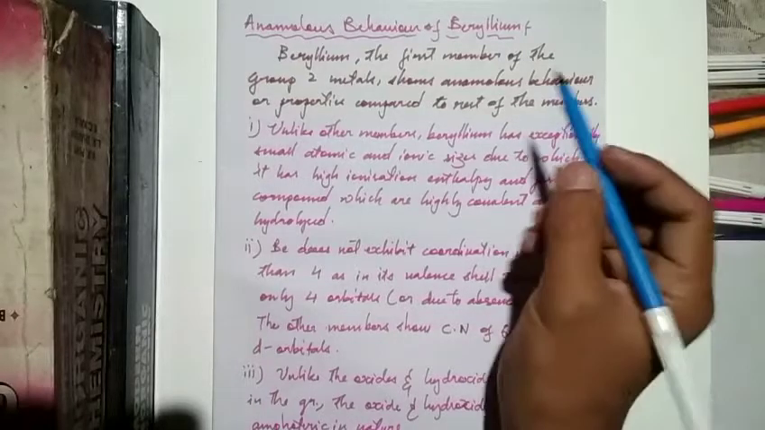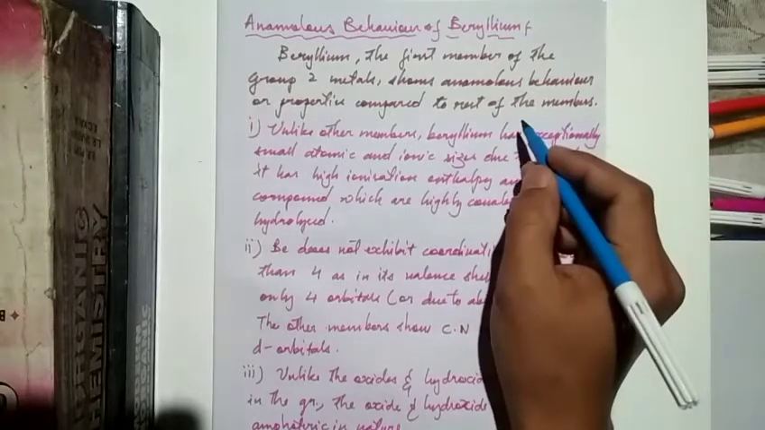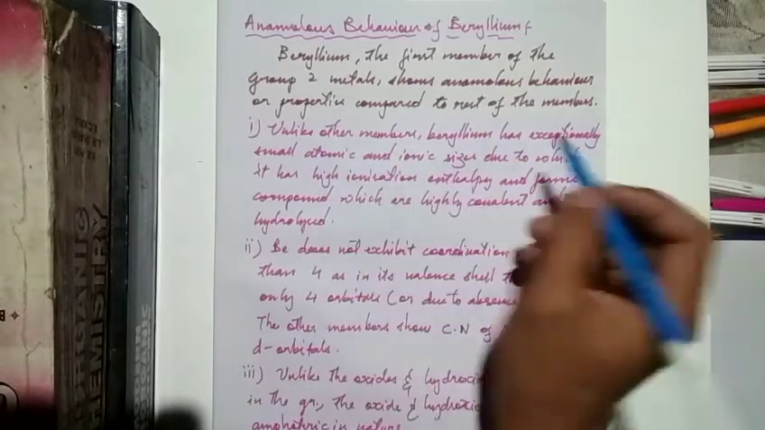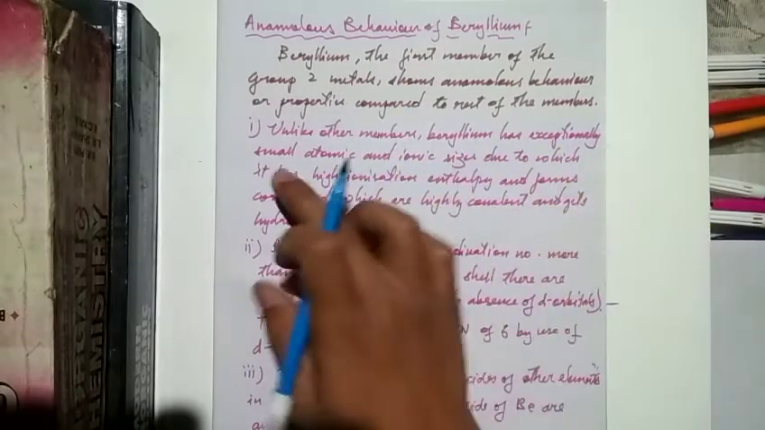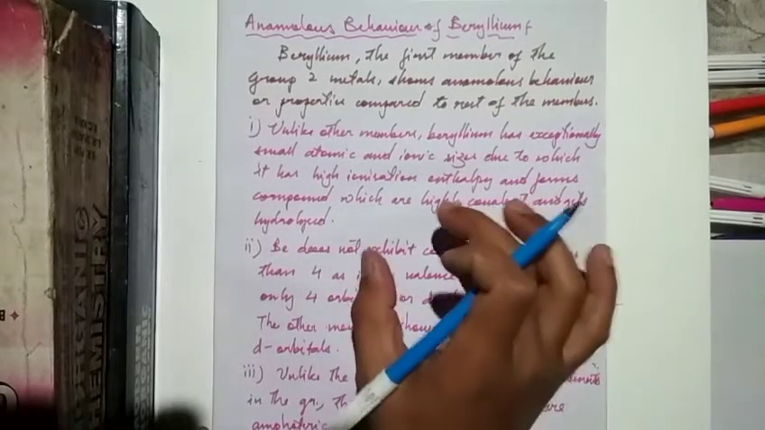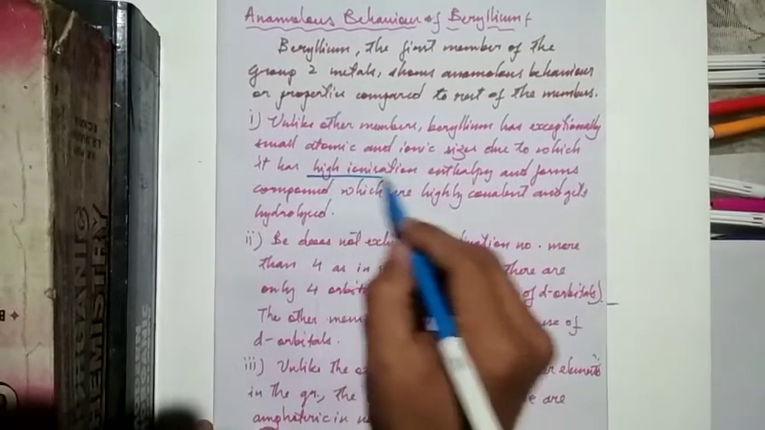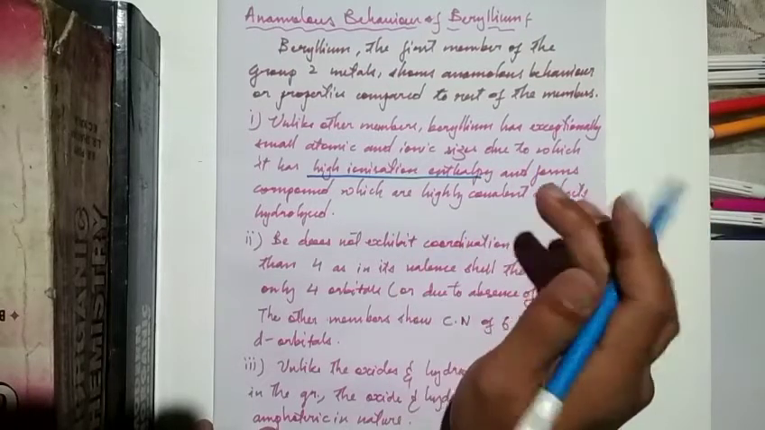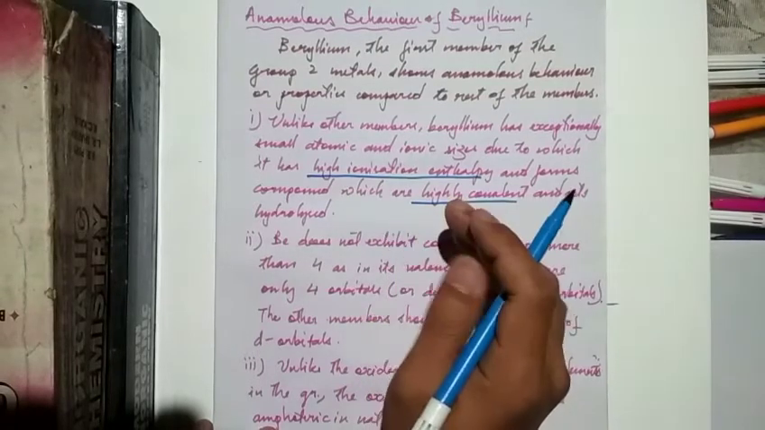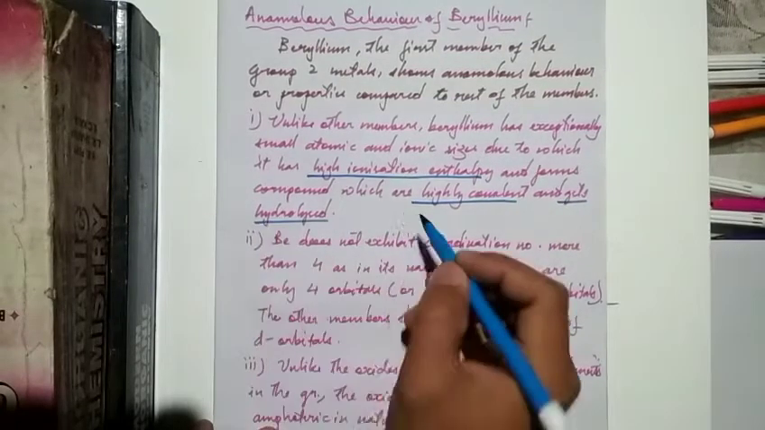Beryllium, the first member of the group, shows anomalous behavior, or we can say properties, compared to the rest of the members. Unlike other members, beryllium has very small atomic and ionic size. Because of this small atomic and ionic size, it shows the highest ionization enthalpy among the group, and it forms covalent compounds, or it is highly covalent, and because of that it gets hydrolyzed in water.